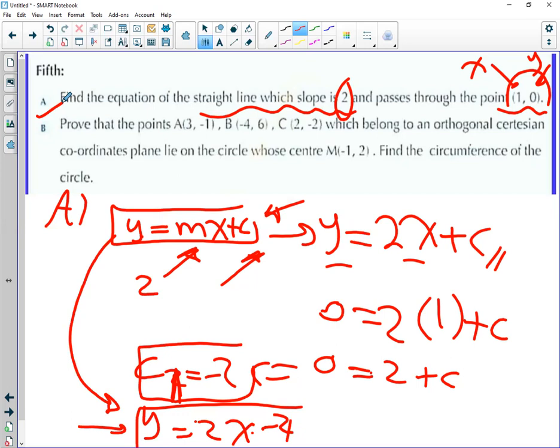Point number B: prove that the points A (3, -1), B (-4, 6), C (2, -2), which belong to an orthogonal Cartesian coordinate plane, lie on the circle whose center is M (-1, 2). Then find the circumference of the circle. Okay.